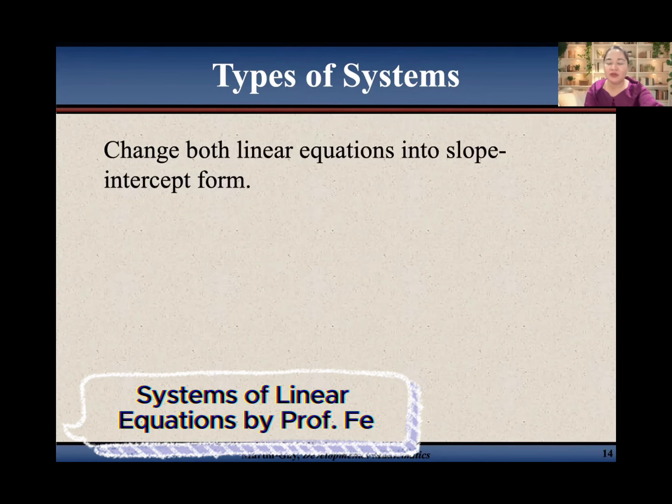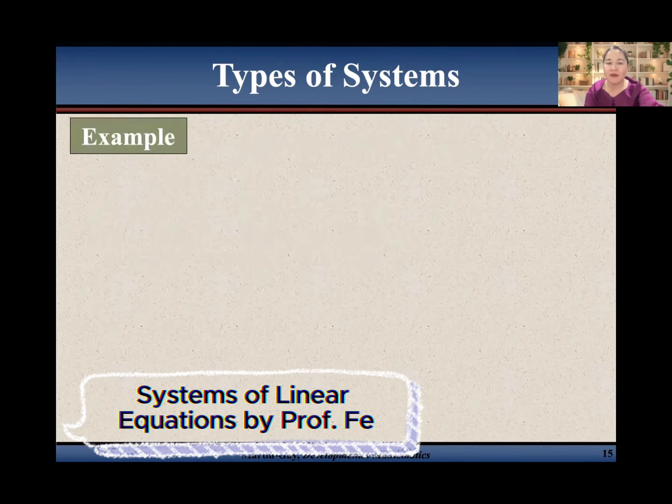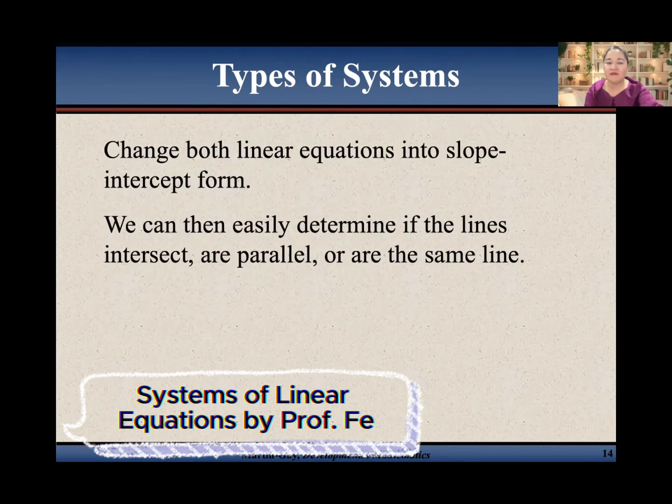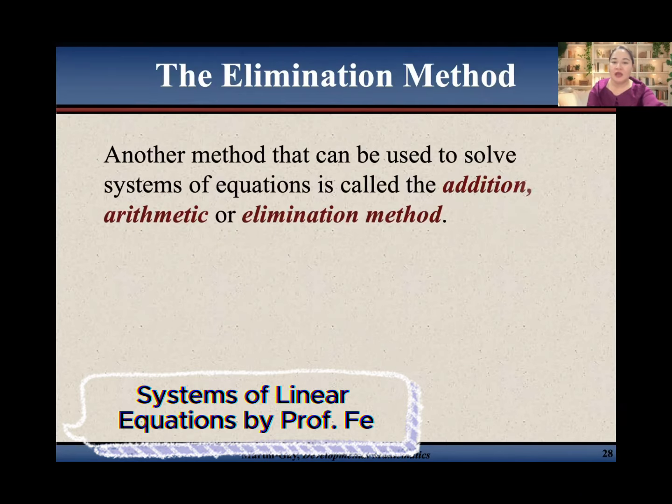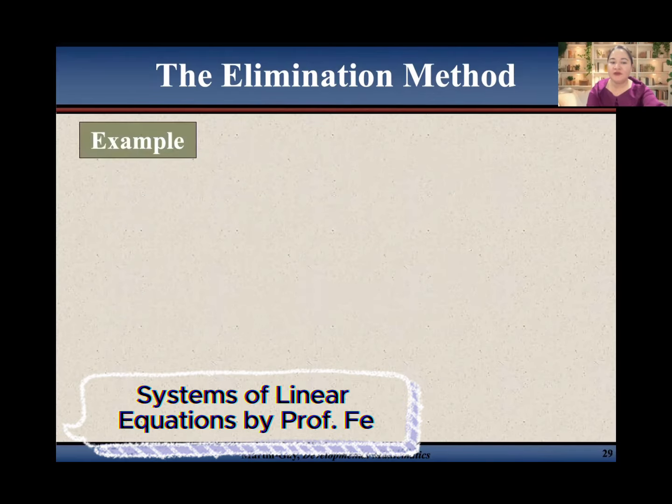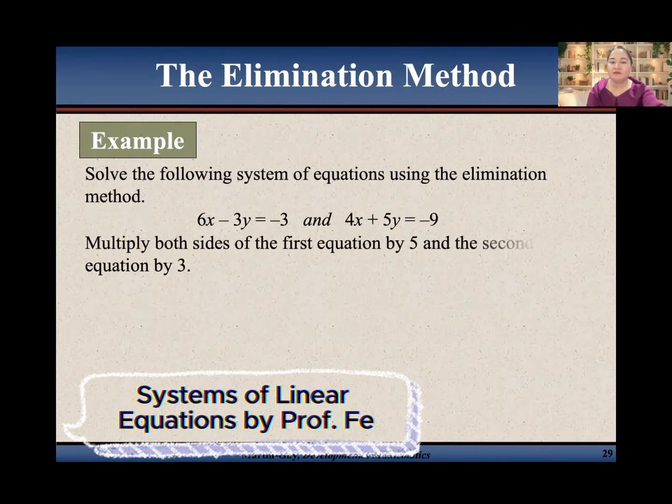If you use graphing paper, it's very easy to graph a system. Change both linear equations into slope-intercept form, and then identify whether the two lines have a common point of intersection, or whether the two lines never meet, meaning they are parallel or the same line. So besides the graphical method, you have substitution and the elimination method.